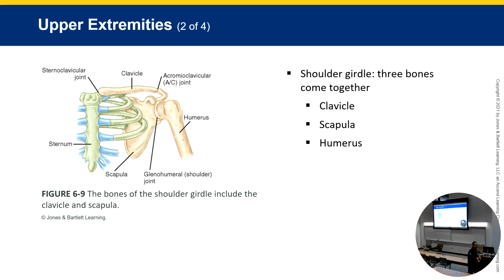Then we have the humerus. The humerus is the long bone in the upper arm. That connects to the glenoid fossa of the scapula. So this one is called the glenohumeral joint, also referred to as the GH joint.